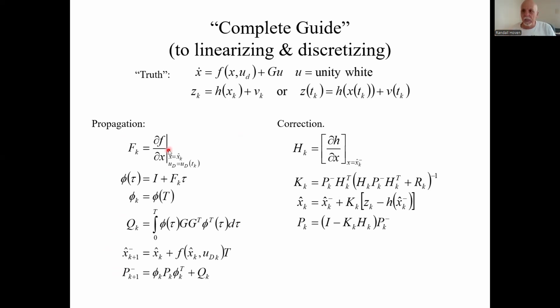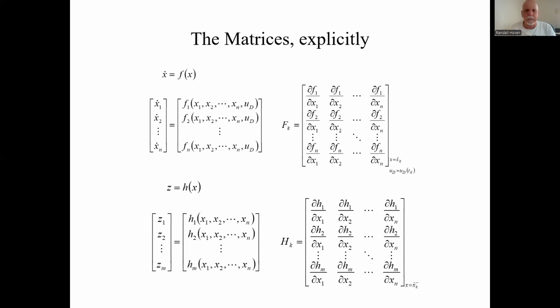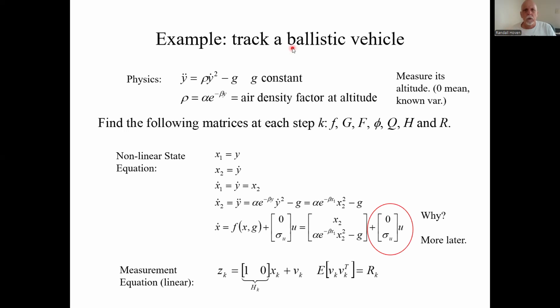Like taking these partials, you do that ahead of time. Finding phi, you'll do that ahead of time. So there's a bunch of things we need to compute. So let's do an example. Ballistic vehicle tracking in one dimension. All we track is the vertical position. Y is the vertical position.